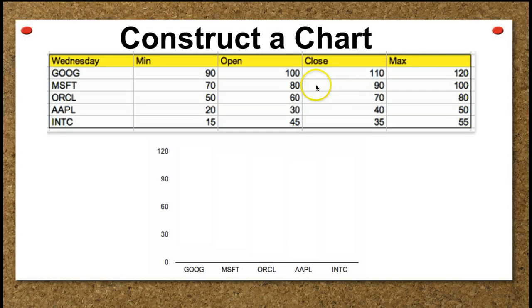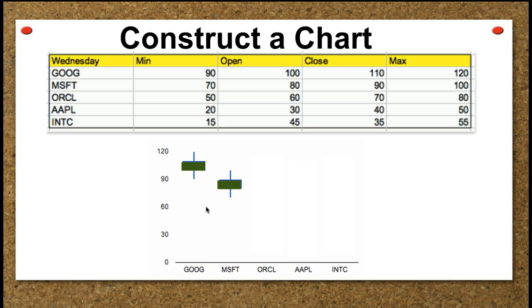Now what we need to do is analyze the open and close. In this case, the open is lower than the close. If that's the case, we know we have a green candlestick. So let's see what that looks like. So here is Google's. Our open was right around here at 100. Our close was here at 110, and our minimum was 90, our maximum was 120. It's as simple as that.